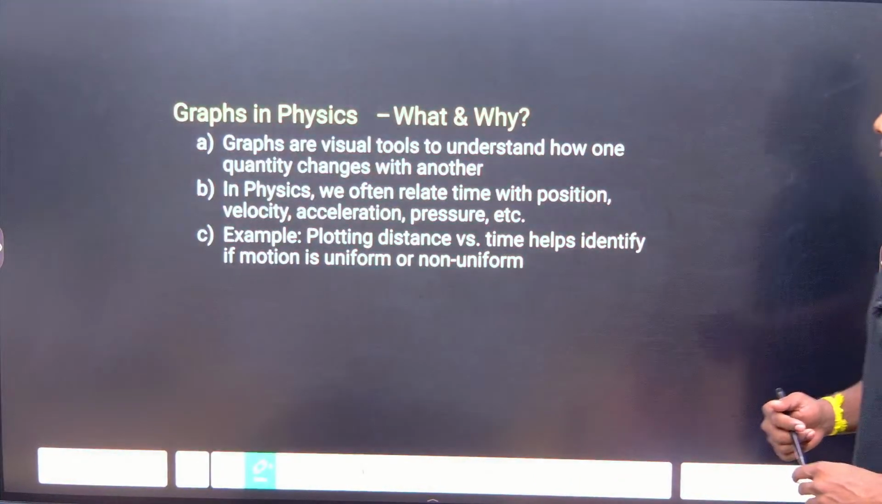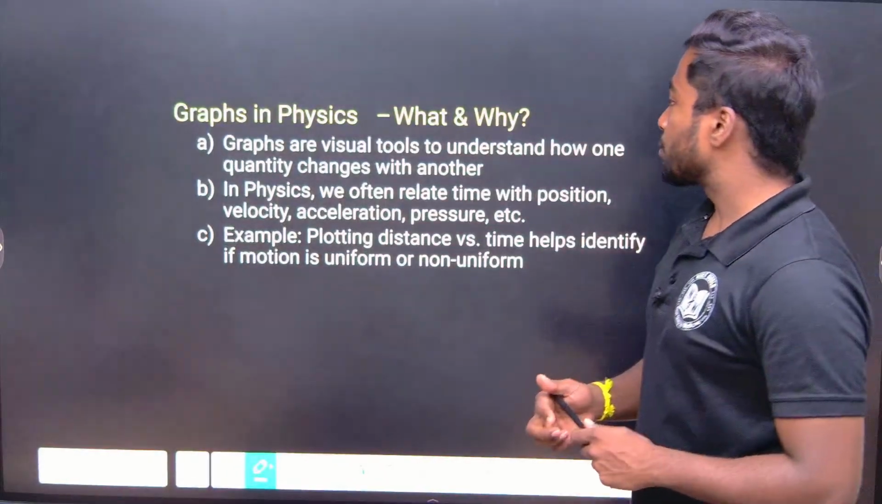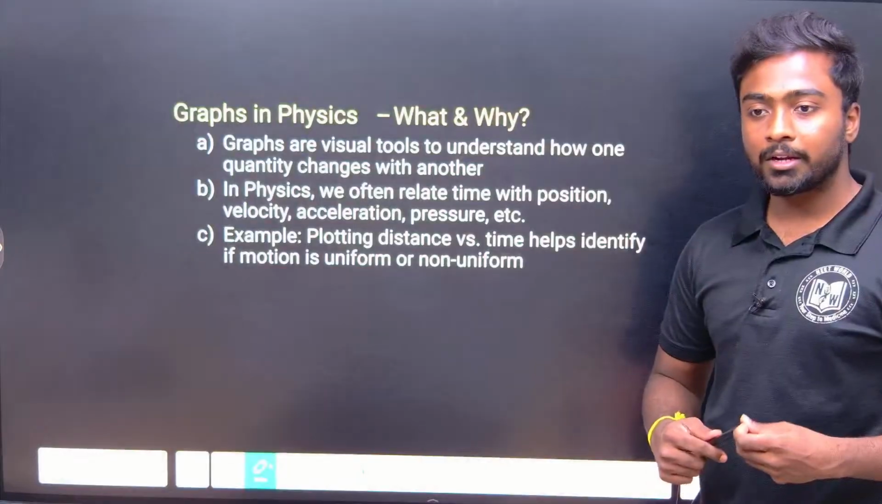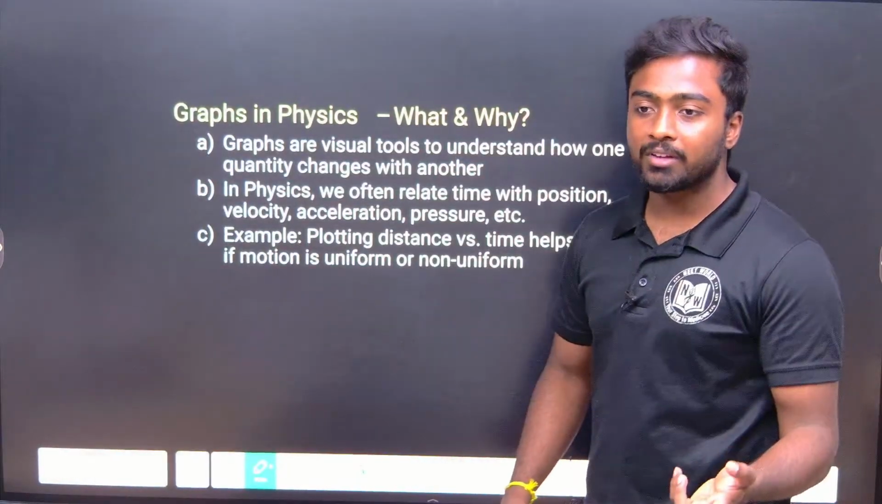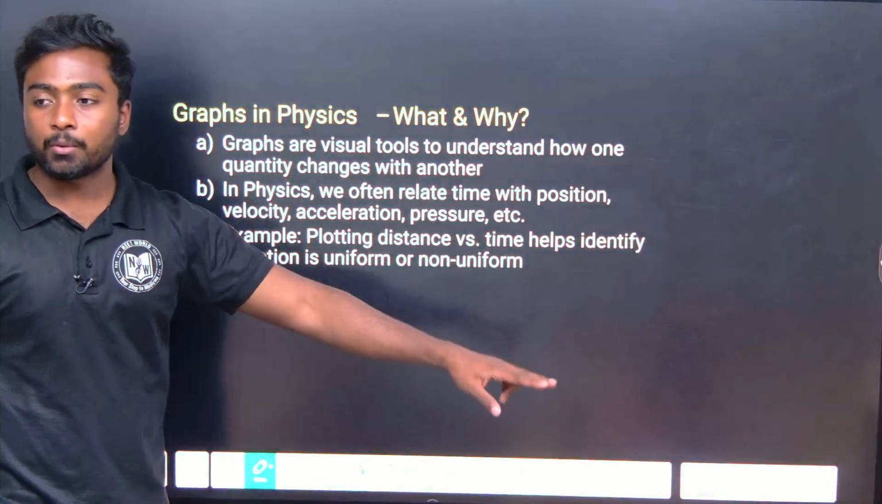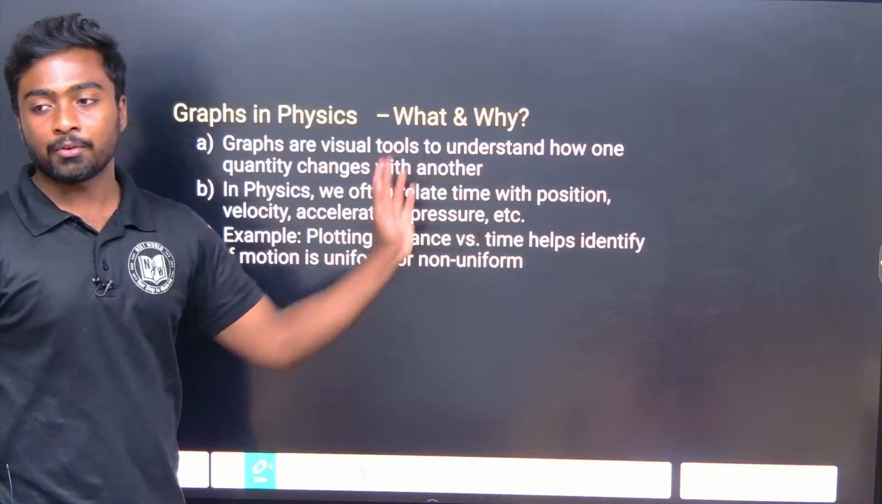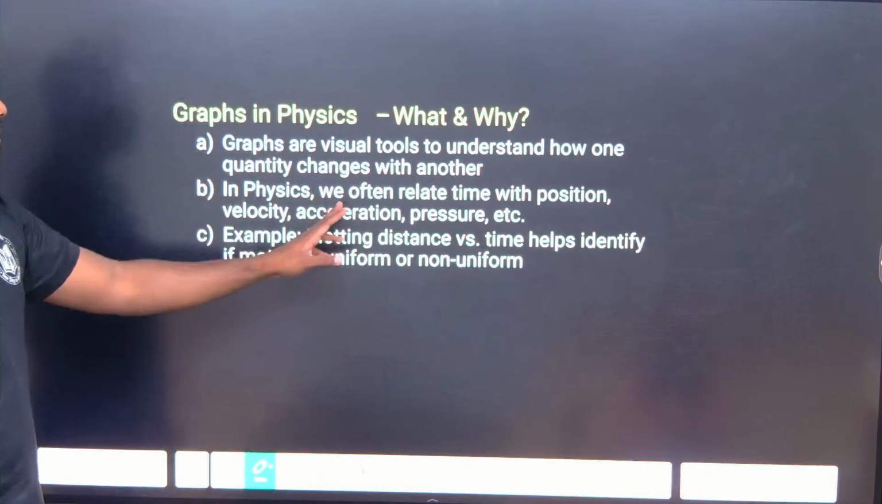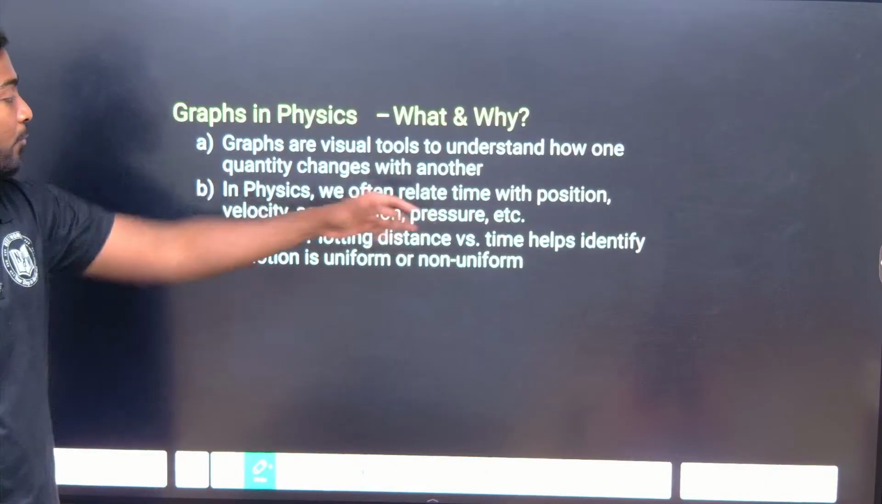Graphs in physics are visual tools to understand how one quantity changes with another, right. If x changes, obviously y changes, right? In the previous case we have seen x equals 0, y was 0; x equals 1, y was 2. If x keeps on changing, y also keeps on changing. Then in physics we often relate time with position, velocity, acceleration, pressure.